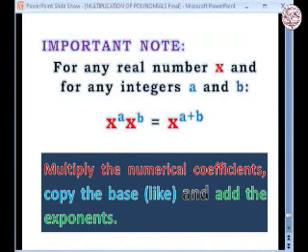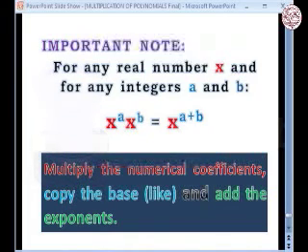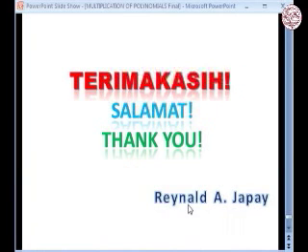Okay, I'd like to have the important note before we bid goodbye. For any real number x and for any integers a and b, the expression x raised to a times x raised to b equals x raised to a plus b: copy the base again, and add the exponents. So again, we have to multiply the numerical coefficients, copy the base, which are like terms, and add the exponents.